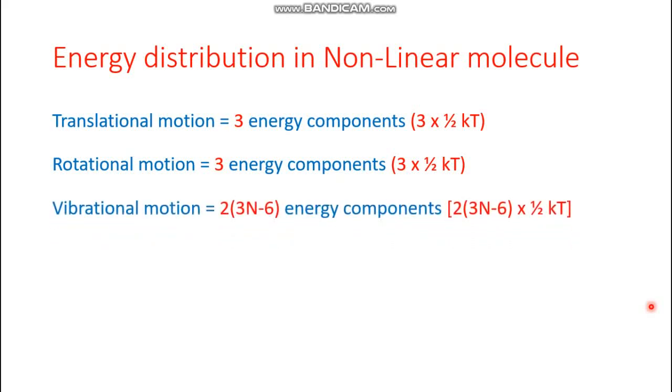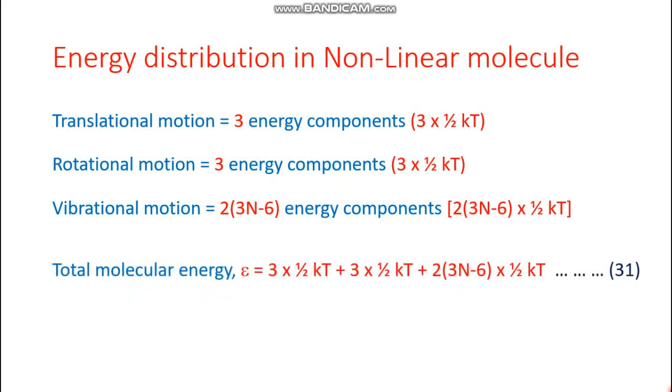And for vibrational motion, in place of 3n minus 5, we are writing here 3n minus 6, and it is multiplied by 2 as usual for vibrational motion having both kinetic and potential energies. Therefore, the energy due to vibration is 2 into 3n minus 6 into half kT. Therefore, the total molecular energy is the sum of these three.